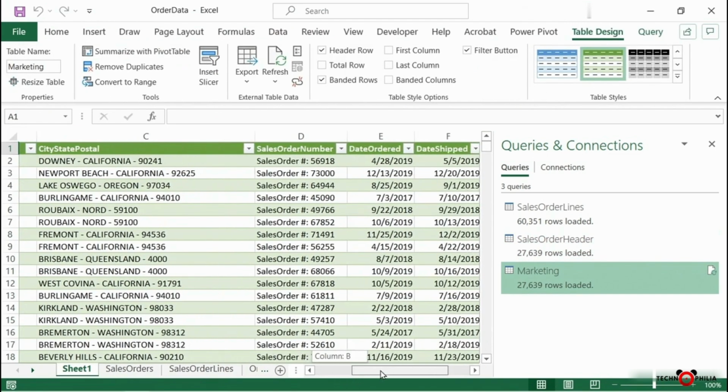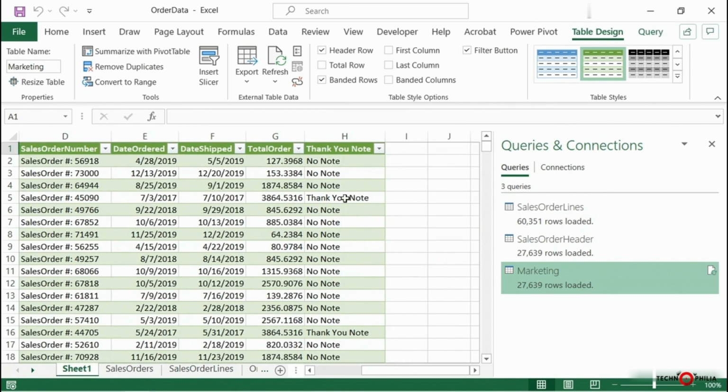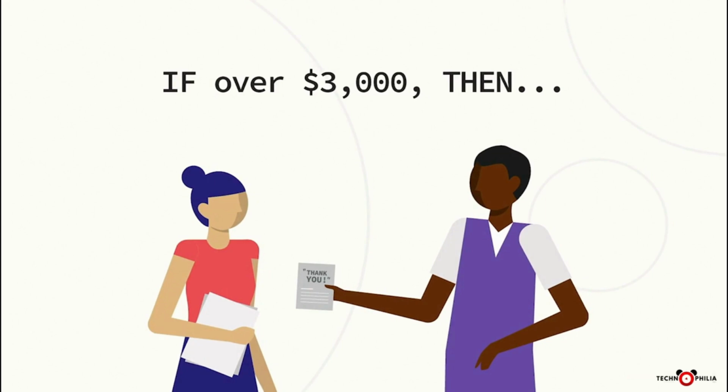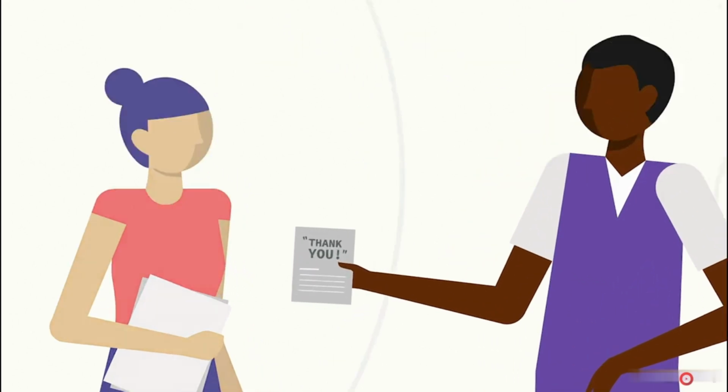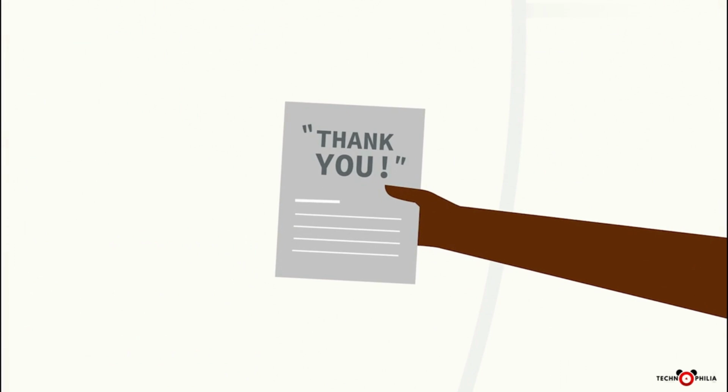Just scroll over here and make sure. Perfect, working fine. No Note and Thank You Note. I'll go ahead and name this sheet tab Thank You Notes. If you've ever built an if function, you can see how this is a simple way to create conditional variables in your data.